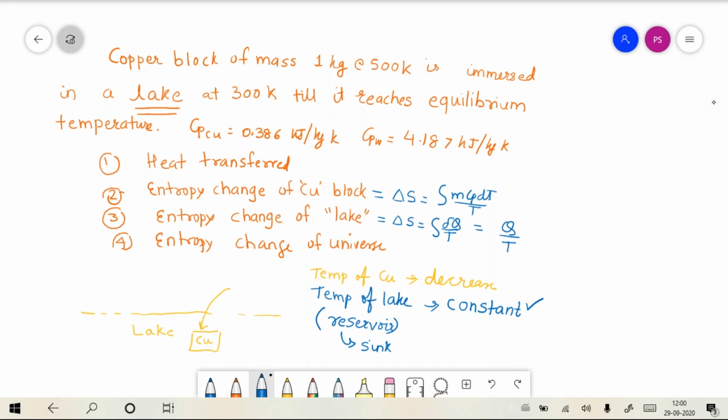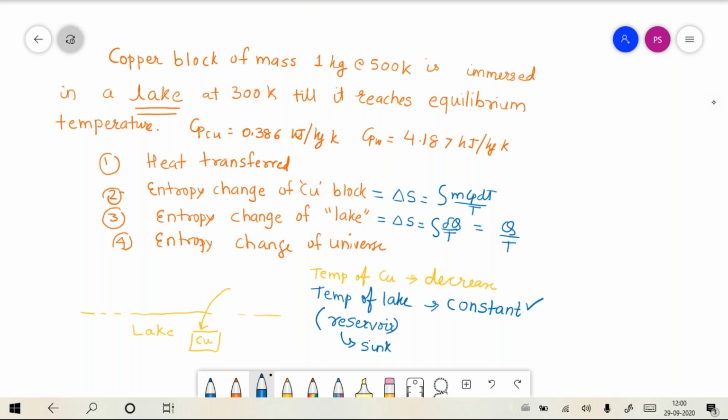No, Yuraj, it is not correct. Atharva is right, Vedant is right. The entropy of the lake would increase. The temperature remains constant, but the entropy of the lake would increase. The entropy of the copper block would decrease. Please note this: the temperature of the lake would remain constant.